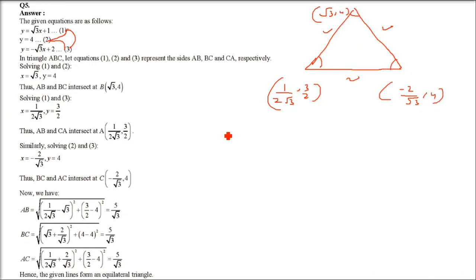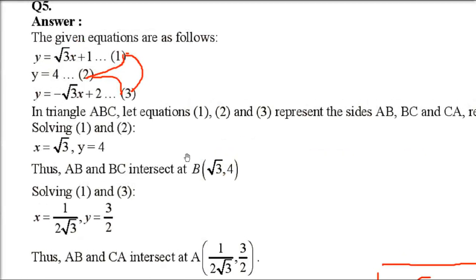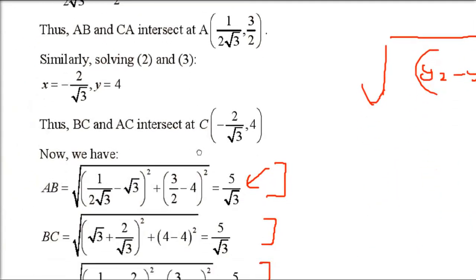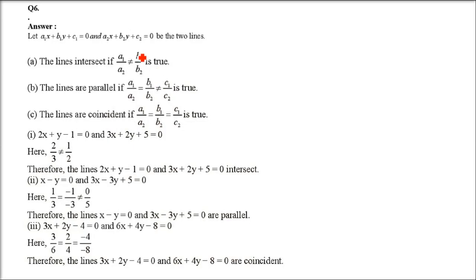And now we have to find out the distance between them. The distance formula is simply, if (x1, y1) and (x2, y2) are given, the square root of (y2 minus y1) whole square plus (x2 minus x1) whole square. So this is the distance formula. Just take any one (x1, y1), any one (x2, y2), and you take the distance. If you see, all the distances will be the same: 5 by root 3, 5 by root 3, 5 by root 3. That is, the lengths of the sides of the triangle are equal, which means it is an equilateral triangle. See, we found out the intersection points of the lines, and then we found out the distances.